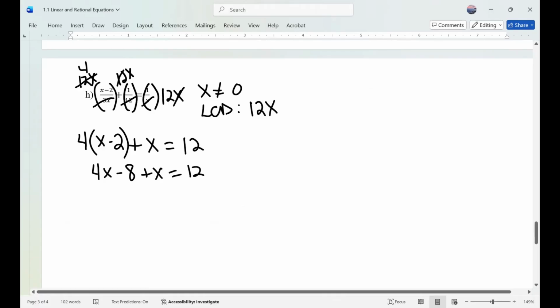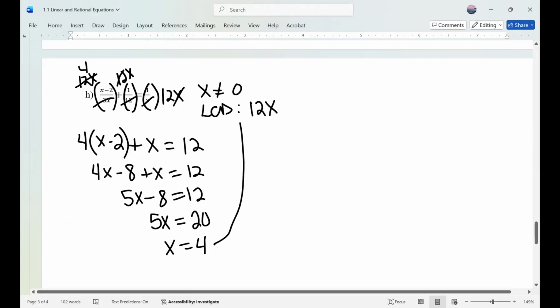Okay, combine our like terms. So 4x plus x is going to give us 5x minus 8 equals 12. You can move the 8 at the same time if you want to. All right, now we add the 8 to both sides. So that'll give us 5x equals 20, which means x ends up being 4.